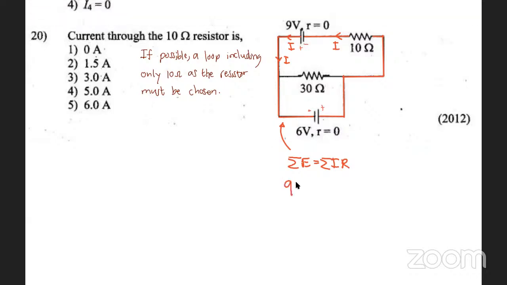9 plus 6. And for IR, surprisingly, it will be only I into 10. That's all. We don't have to write 30 because 30 is not in our loop. It will just stay that way. So it is 15 equal to 10I. I is equal to 1.5 ampere. Simple as that. Answer is second one.